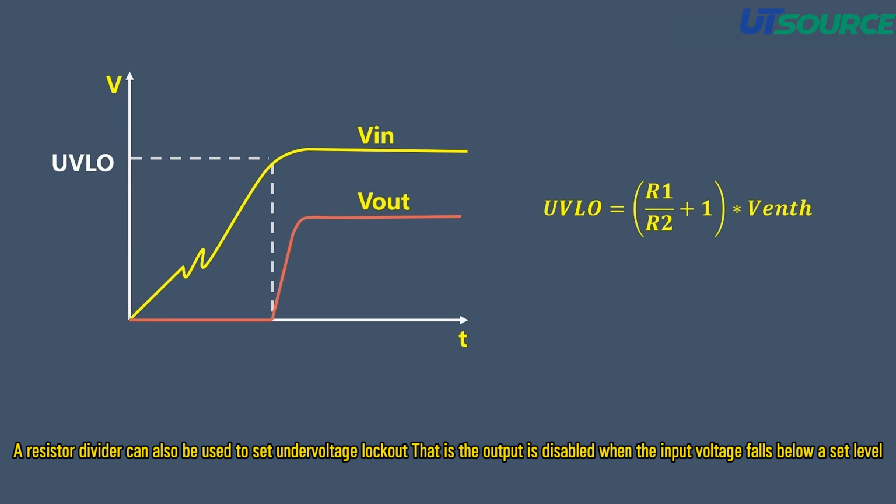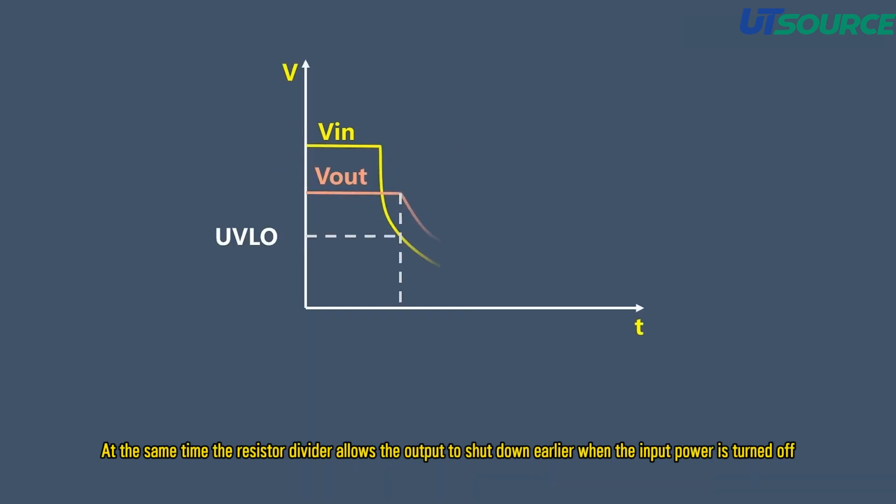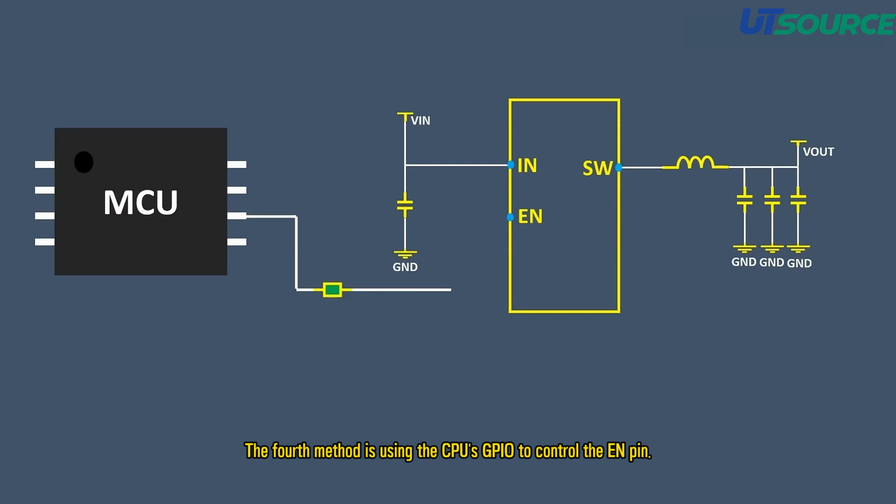A resistor divider can also be used to set undervoltage lockout, that is, the output is disabled when the input voltage falls below a set level. At the same time, the resistor divider allows the output to shut down earlier when the input power is turned off.